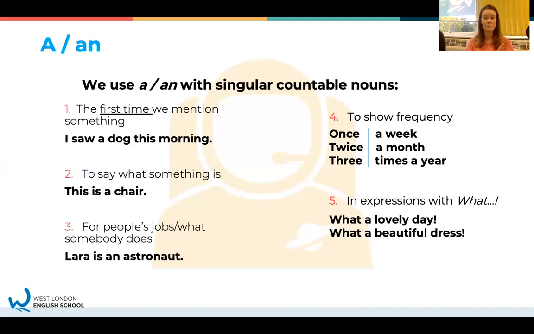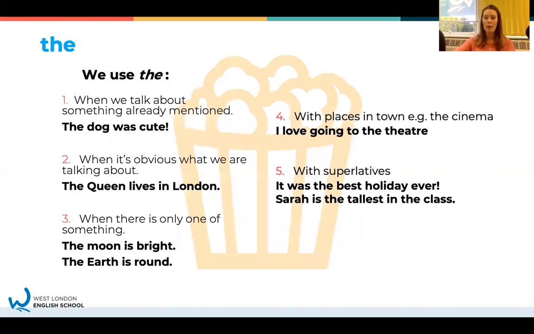Okay, let's have a look at the. So we use the if we talk about something that we have already mentioned. And we've got the example here, the dog was cute. Do you remember the dog that I told you about? I saw a dog this morning. The dog was cute. So I'm using the.